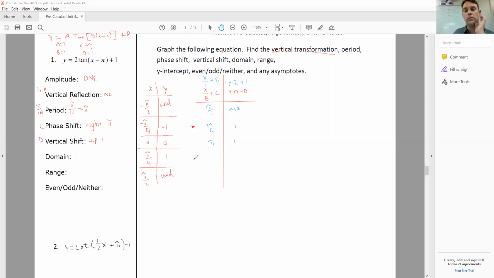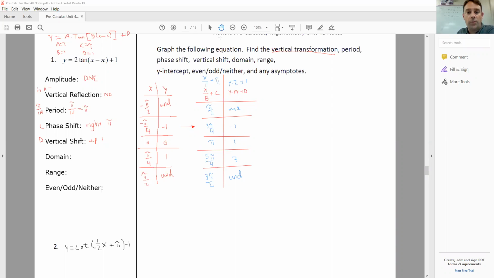Pi over 4 plus pi, that'd be 5 pi over 4. And 1 times 2 is 2, plus 1 is 3. And pi over 2 divided by 1 is pi over 2, plus pi, that'd be 3 pi over 2. And then the undefined is still undefined. That is still an asymptote. So we get our values. So we got our table now.